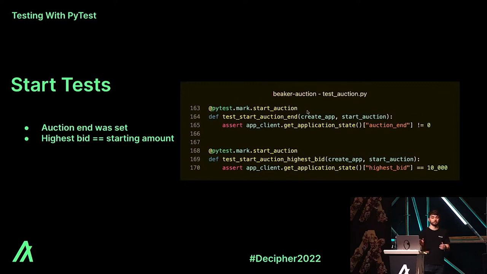So here we're just reading the global state of the application through Beaker and making sure that it is indeed 10,000. And that's an important thing to note here, is that getting the global state is just a single line call. It's just app client dot get application state. And this provides a ton of abstraction on a lot of manual things you have to do to decode it and get it into something human readable. Whereas Beaker does this all for you, and we can just assert that it's equal to 10,000.